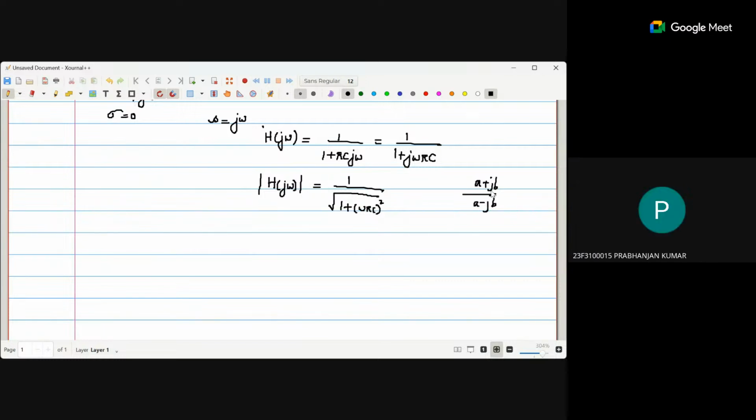Here, for this particular case, the low pass filter we are talking about, we have 1 by 1 plus jωRC, and the numerator is 1. So this is of the form a plus jb, and the square root of a squared plus b squared will be the magnitude. So this will be fine. Okay, understood.